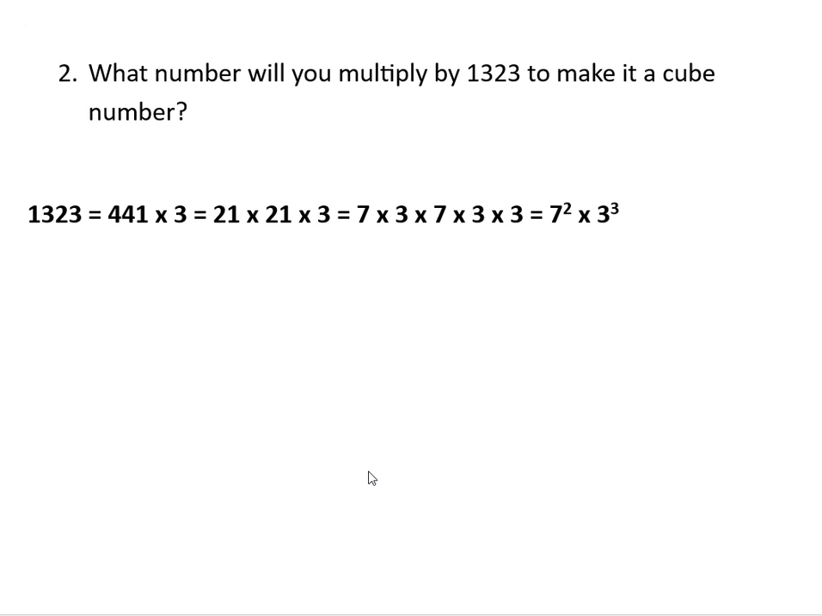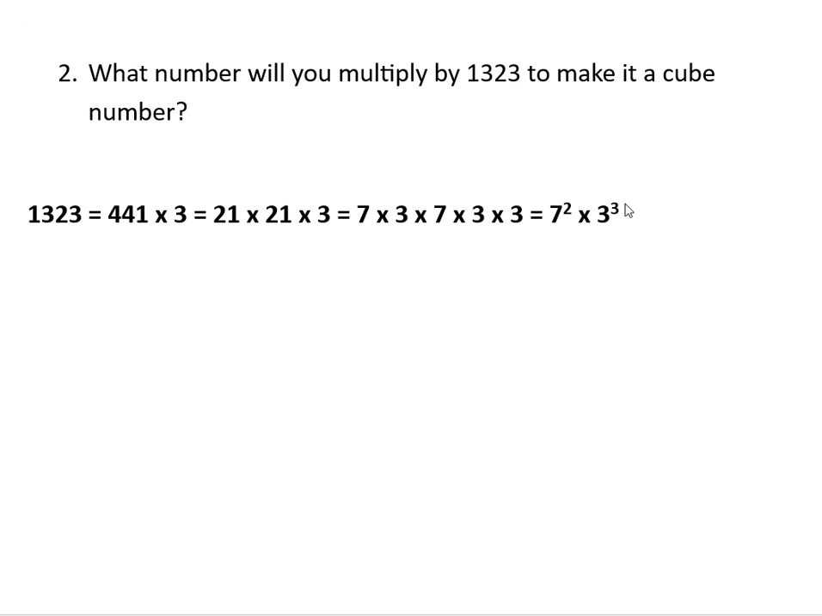Let's factorize 1323. If you start factorizing this number, let's divide by 3. So you get 441 into 3. Further, 441 is 21 square. So 21 into 21 into 3. If you further divide, 21 is 7 into 3. This again is 7 into 3. So it's 7 into 3 into 7 into 3 into 3. If you put it in the form of cube and square, we get 7 square and 3 cube.